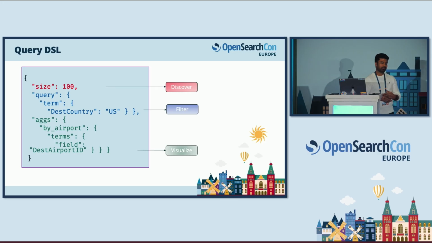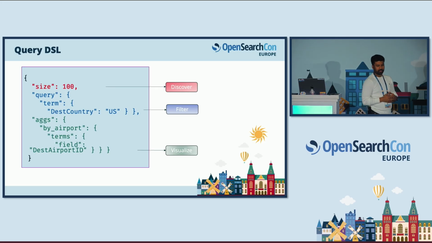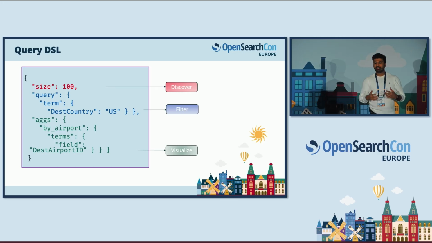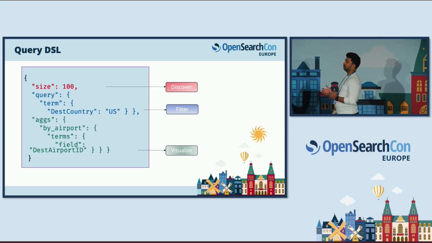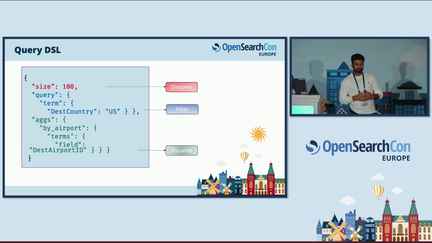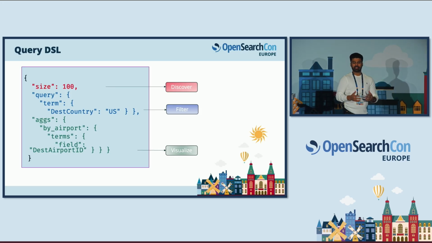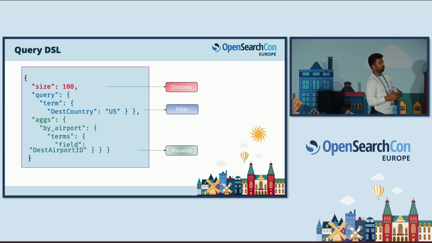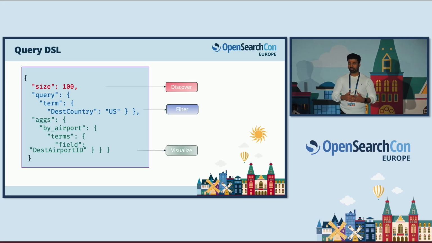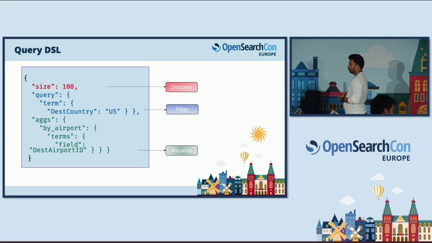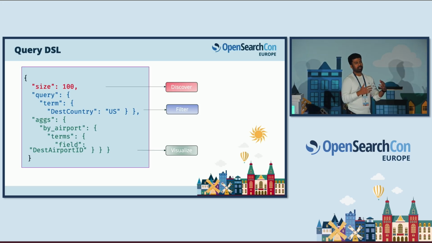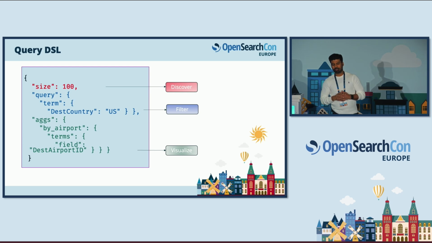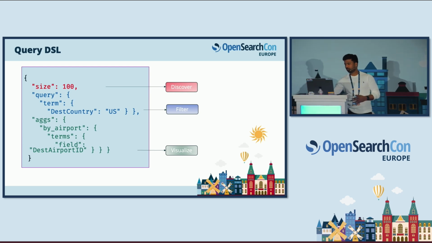When we think about this query DSL in the context of Opensearch dashboards, the size is what represents the number of documents that you will see on the Discover page. The aggregation is something which represents how we are able to build the visualizations. And filter is something which applies to both aggregation and the document retrieval. So that is something common which applies to both the fields.